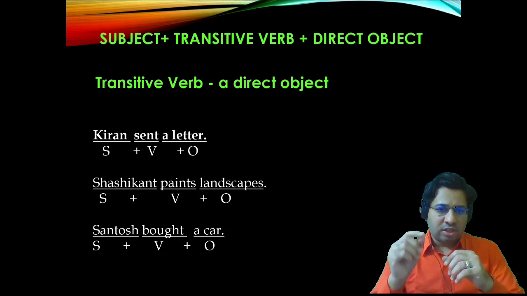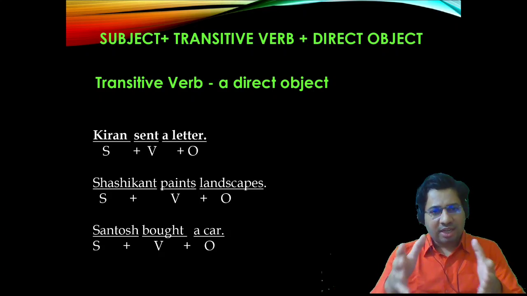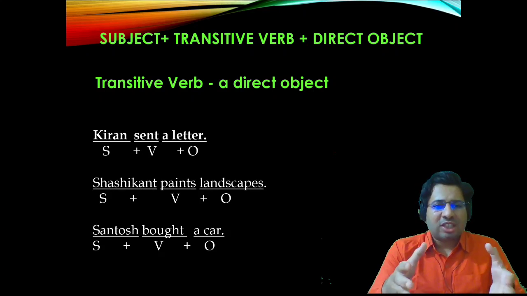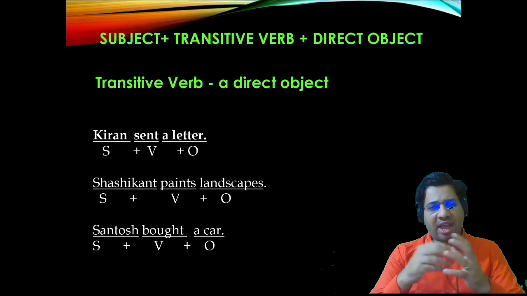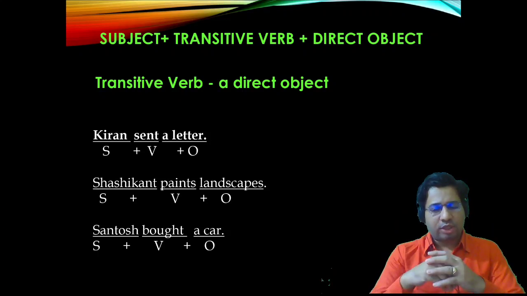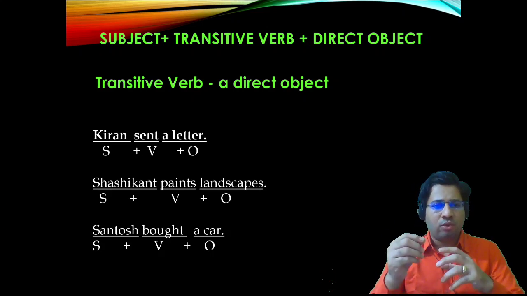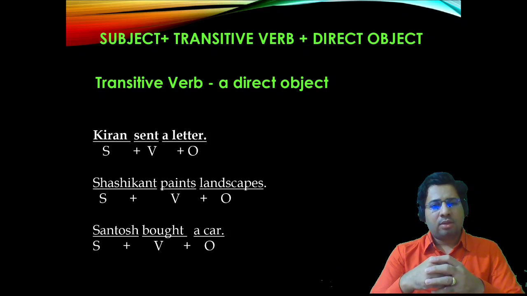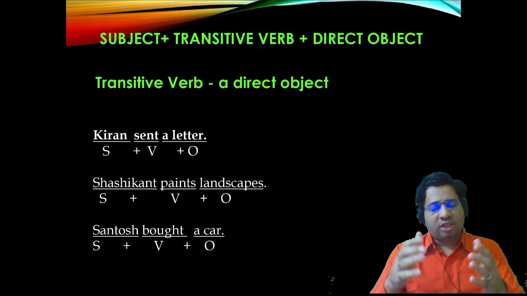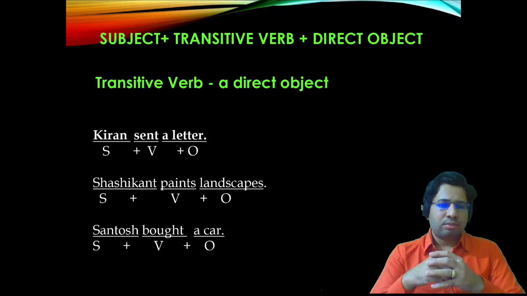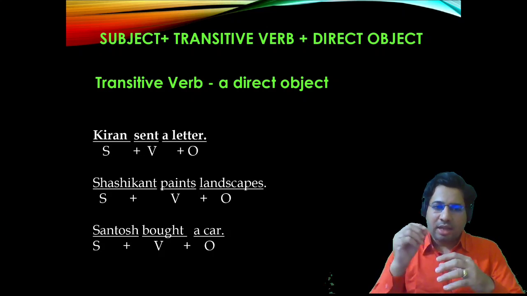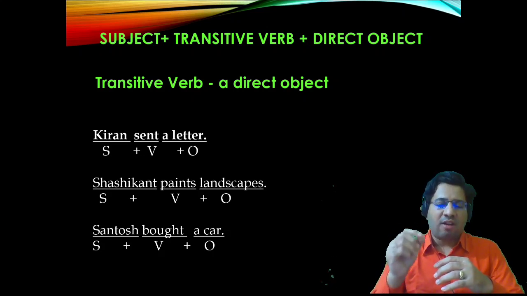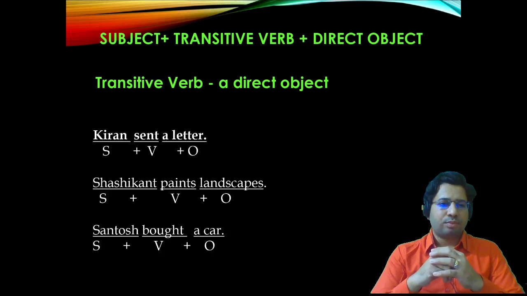follow the same format. So in the second example, you ask, what does Shashikant paint? The answer is landscapes, which is the direct object. In the third example, you can ask, what did Santosh buy? The direct object is a car. Remember that the direct object comes after the verb.